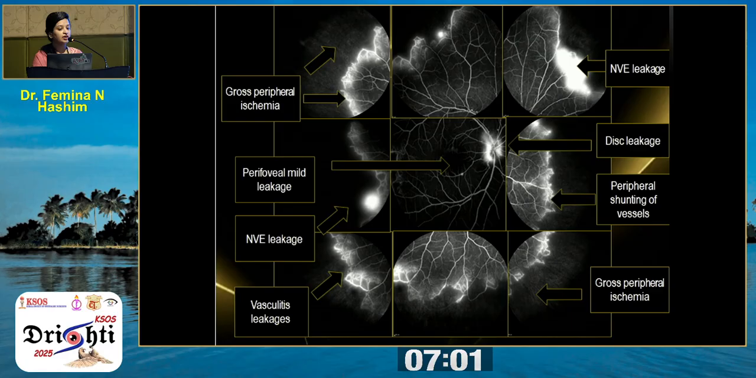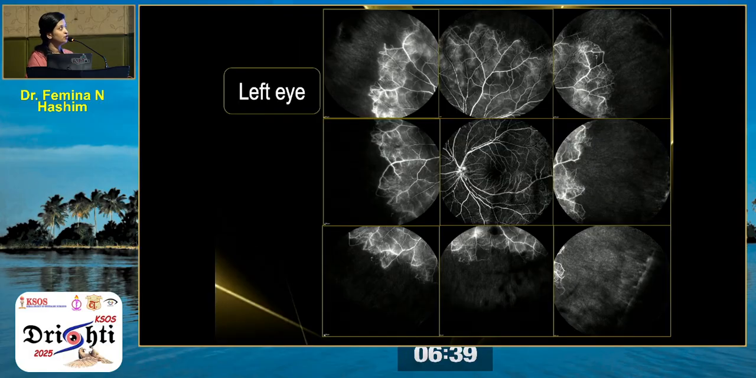So we did an angiogram for this patient, and this is the angiogram picture. You can clearly see how extensive the gross peripheral ischemia is. In the right eye there was profuse disc leakage and mild perifoveal leakage, as well as NVE leaking, with vasculitis and peripheral shunting of the vessels. Most importantly, there was gross peripheral ischemia. And this was the left eye picture, also showing extensive peripheral ischemia or capillary non-perfusion areas. Considering this extensive capillary non-perfusion, we had to reach a diagnosis, but all other investigations came back negative.